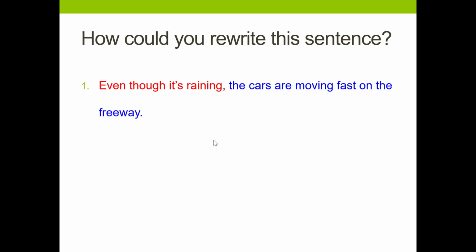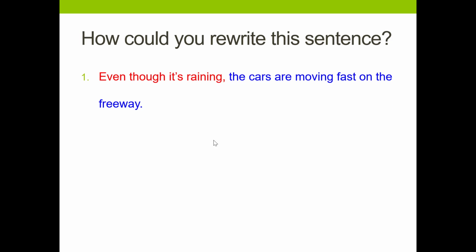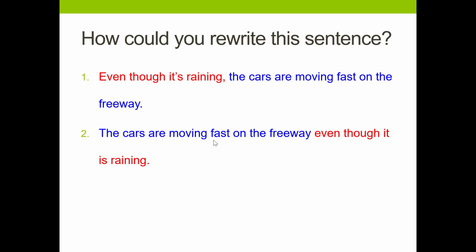To rewrite this sentence, even though it's raining, the cars are moving fast on the freeway. Correct. You could say the cars are moving fast on the freeway even though it is raining. And notice when the dependent clause comes second, you don't need a comma.